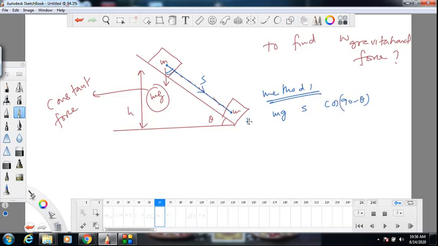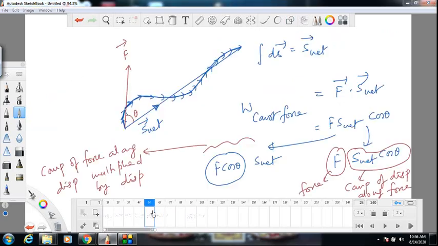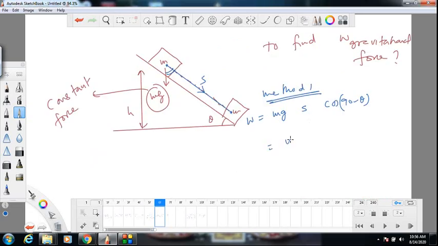This is work done by the force. F dot s you can write as Fs cos theta. So mg s sin theta, because cos(90 minus theta) is sin theta. s sin theta happens to be h. So this is the answer, because sin theta is opposite by hypotenuse, h by s, if you construct the triangle.